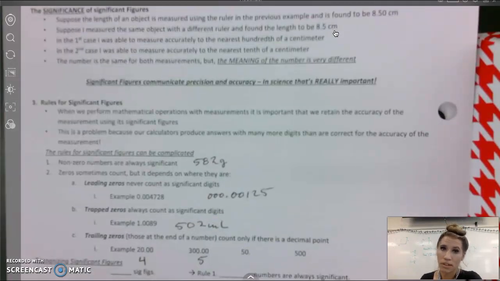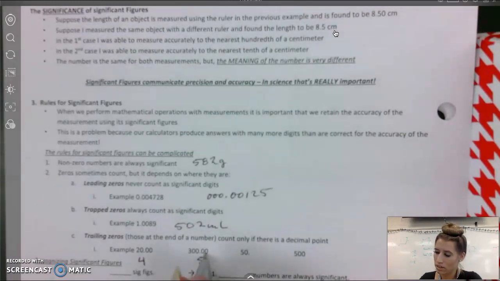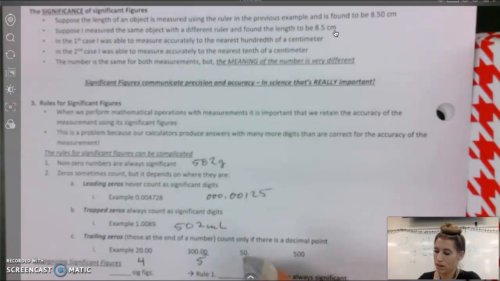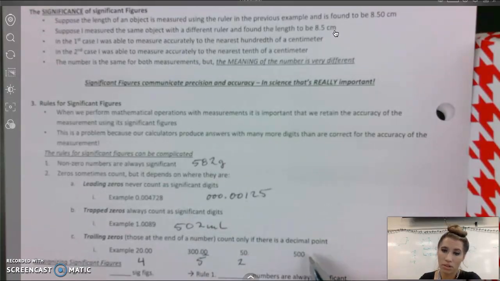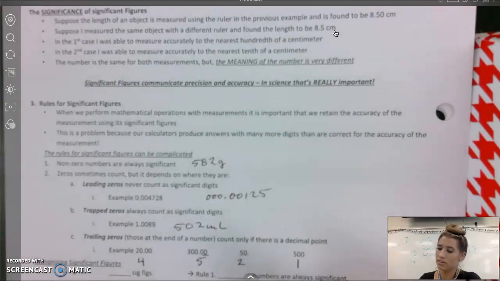And so that was a precise number, right? Because the last number is our estimated one, and so we're certain of everything else. Okay, 50., this trailing zero is significant because again, we have our decimal point. So we have 2 sig figs. But this 500 here, there's no decimal. So those trailing zeros are not significant due to the lack of decimal place. And so we have 1 significant figure there. So that's not a precise answer at all.